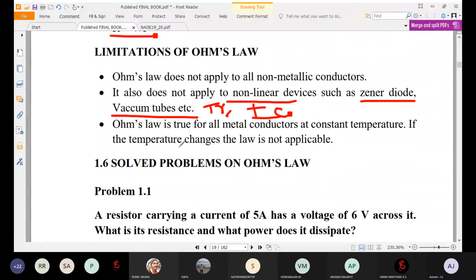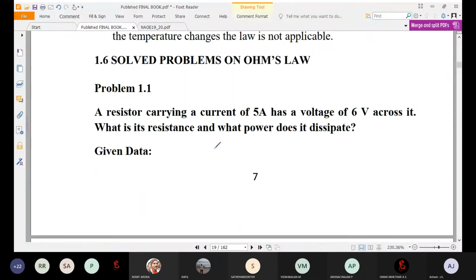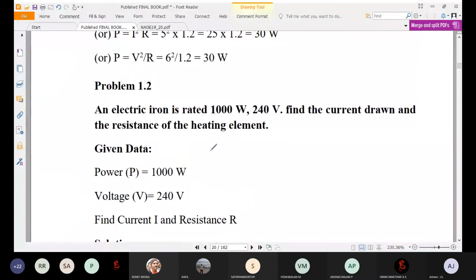And the next one is temperature change. If the temperature keeps on changing, Ohm's law cannot be applied. Why? Because if the temperature changes, the resistance will change. Due to that, the voltage and current parameters will change. So these are some basic limitations.